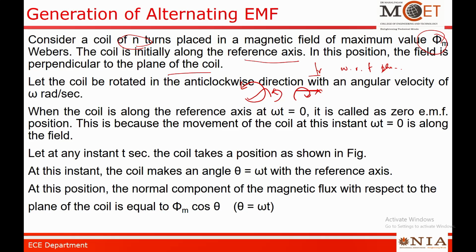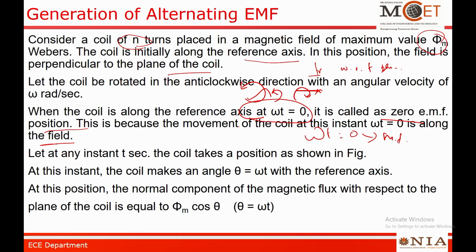We consider the reference axis where omega t is equal to 0. In this condition it is in the zero EMF position. This is because of the movement of the coil at that instant, where omega t is equal to 0 with respect to the magnetic field.